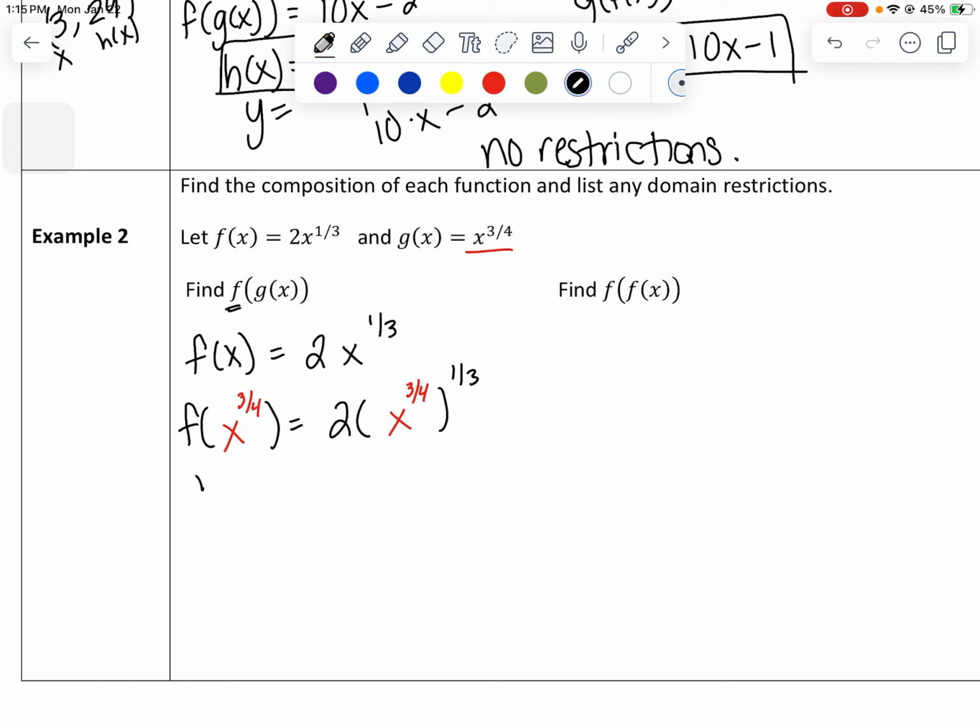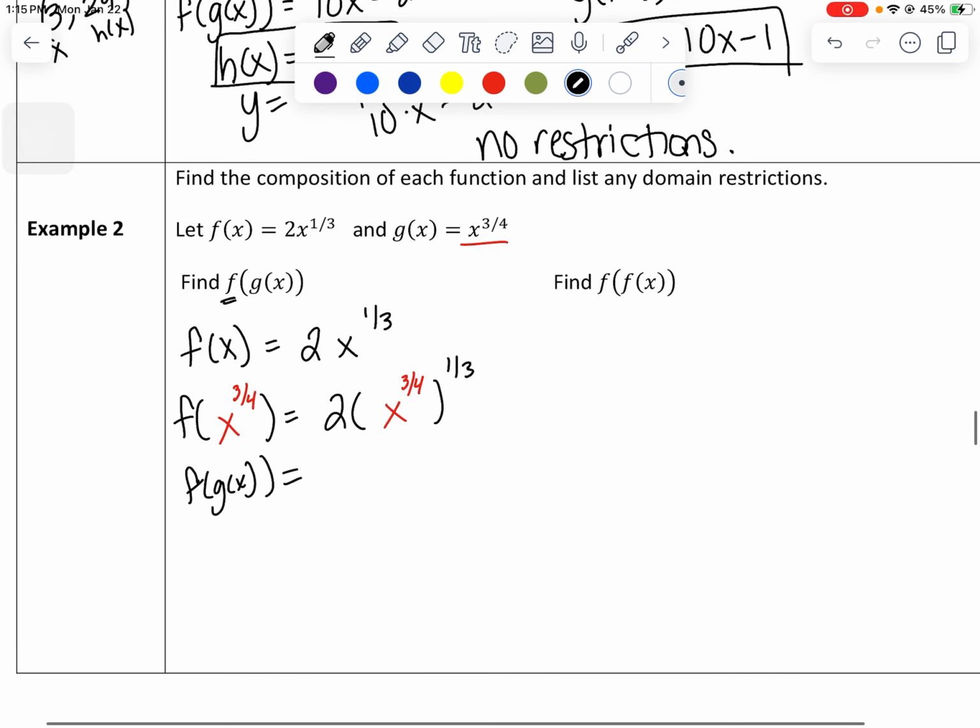So now I have f of g of x is equal to, and then you're going to follow the order of operations, so work through this carefully. Exponents come first, so you're going to do this piece first, and you have a power raised to a power, and the exponent rule then is to multiply the exponents. And when you are multiplying with fractions, you're going to take the numerator times the numerator, so like 3 times 1, and then 4 times 3. So you're going to get 2 on the outside here, and then x to the 3/12.